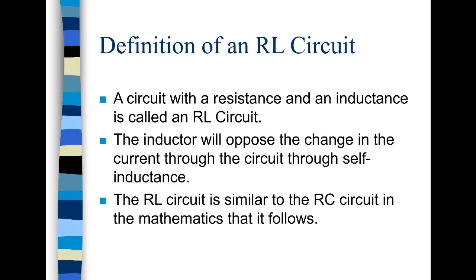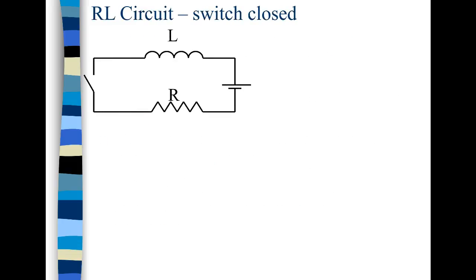Earlier in the course, we studied an RC circuit, which was resistor and capacitor. And the RL circuit is going to be very similar to the RC circuit mathematically. So if you're able to follow that math, this shouldn't be too bad. But the idea is that the inductor is going to be opposing the change in the current through the circuit through its self-inductance. So let's take a look at a picture of an RL circuit with the switch closed.